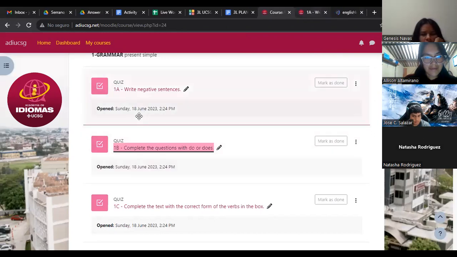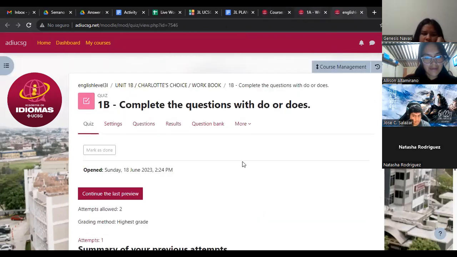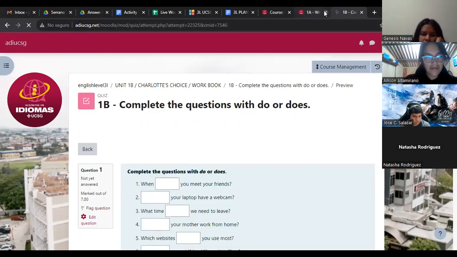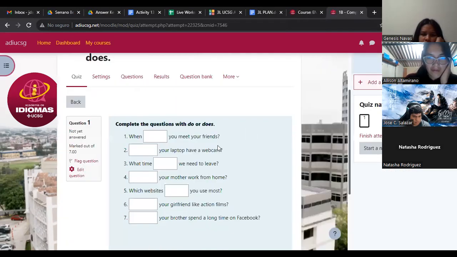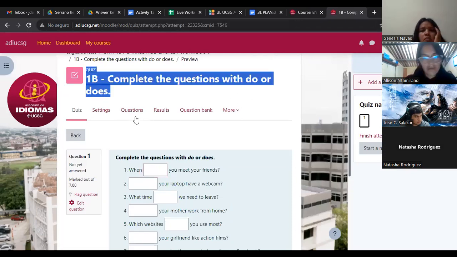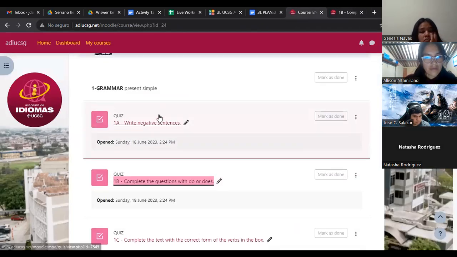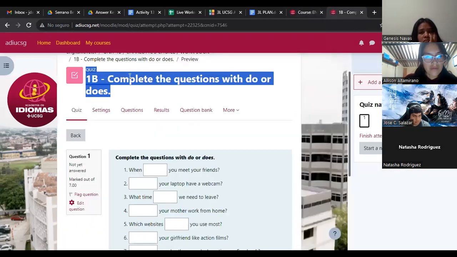Right below the previous activity, we have the next one, which is complete the questions with do or does. Now, this is very easy. Again, what you have to do is just to write do or does depending on the subject. Okay, remember that he, she, or it, or any name that is related to he, she, or it uses does. Okay, now we are going to have 3 minutes for this activity and then we'll check. I repeat, está justo debajo de la que hicimos on Unit 1B workbook.